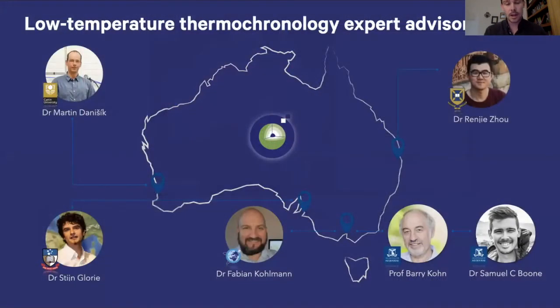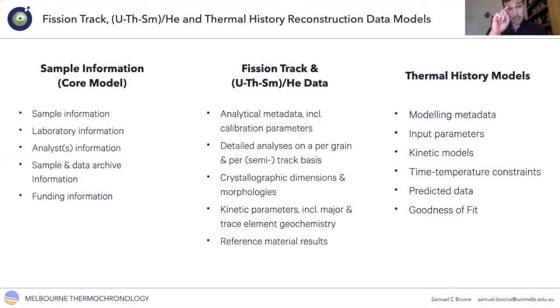To do this, we've brought together a team of expert low temperature thermochronologists from across Australia, which includes Dr. Martin Danisic from Curtin University, Dr. Stan Glory from Adelaide, Dr. Renji Joe from UQ, Professor Barry Collin and myself at University of Melbourne, and Dr. Fabian Coleman from Lithodat. And we've designed data schemas and data models for fission track analyses, uranium, thorium, samarium, helium, and thermal history models, as I mentioned.